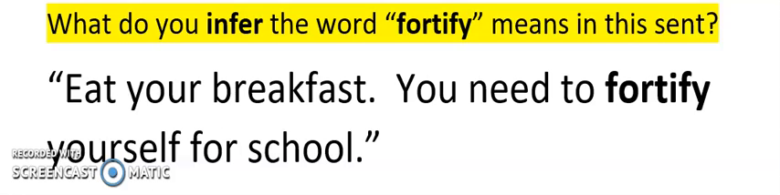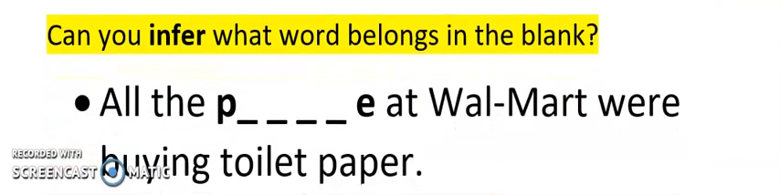Now, let's think about, can you infer what word belongs in the blank? All the blank at Walmart were buying toilet paper. I read this sentence and I can't figure out this word right here, but I see that it starts with a P, it ends with an E. I'm having trouble sounding it out. So why don't I just think about the sentence for a minute? What word would make sense here that starts with a P? All the blank at Walmart were buying toilet paper. Huh, well it must be people, because people are the only things that can buy something at Walmart. And that would be correct, P-E-O-P-L-E, people.